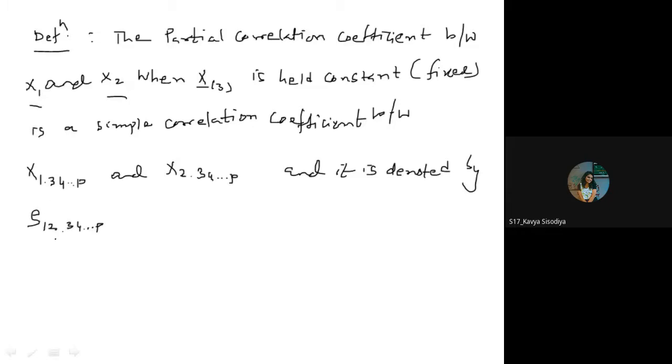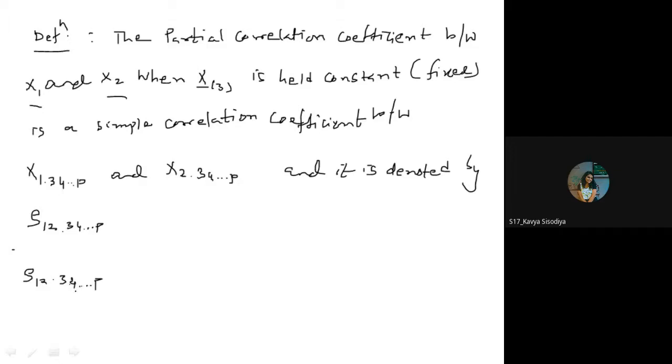It is rho 1, 2 dot 3, 4 up to p. When I write 1, 2 dot, it means the simple correlation between x1 and x2 when the rest of the variables are fixed, and it is known as the partial correlation coefficient. So the partial correlation coefficient is given by rho 1, 2 dot 3, 4 up to p.